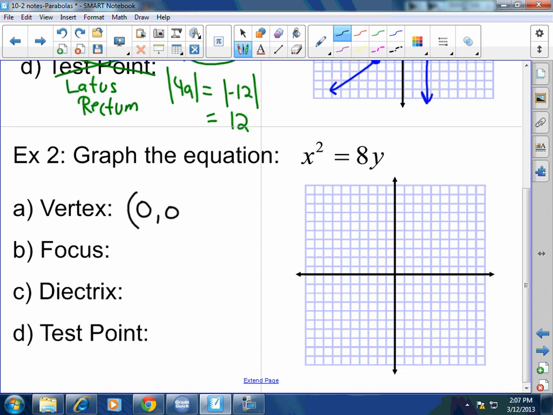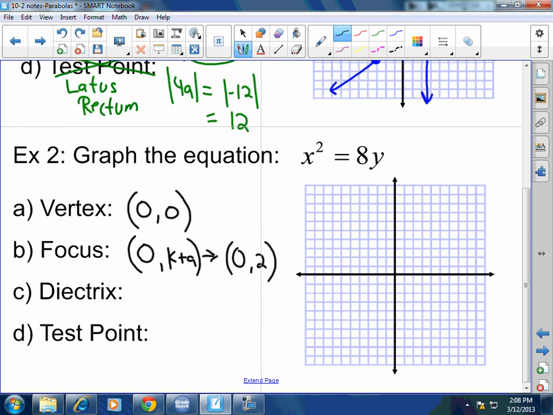0, 0. That's absolutely right. Now it's an x squared. So what is my focus going to be? It's going to be 0, comma h. No, it's not h plus k for the focus. It's k plus a. So in this case, it's going to be 0, comma 2. Excellent. My directrix, it's not just negative 2.